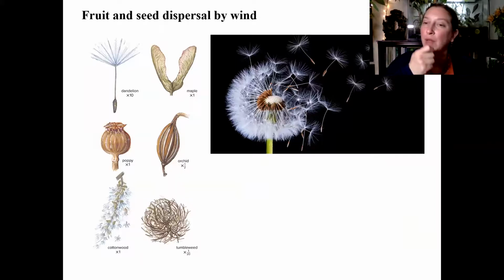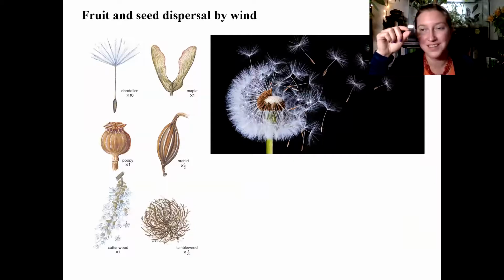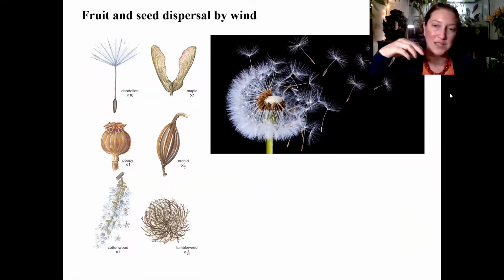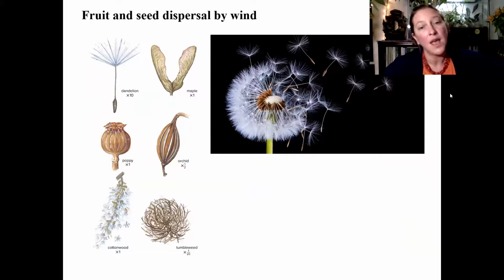So if you ever blew the dandelion to make the fuzz fly, well, each of those little fuzzes is holding a single seed. And so those little fuzz bits help the seeds fly far away from the parent plant. But that samara that I showed you, right, the helicopter thing, that also flies via wind.